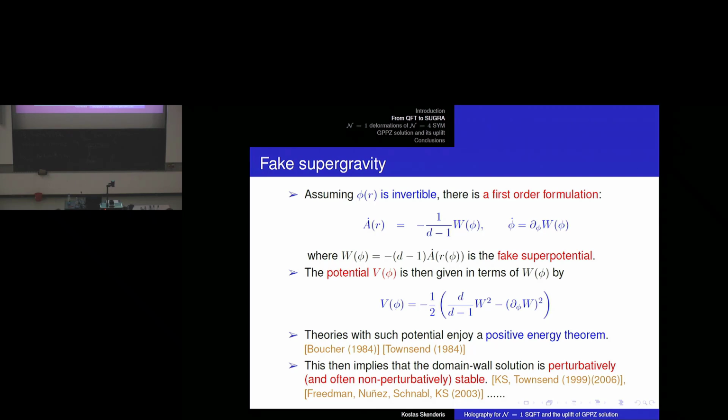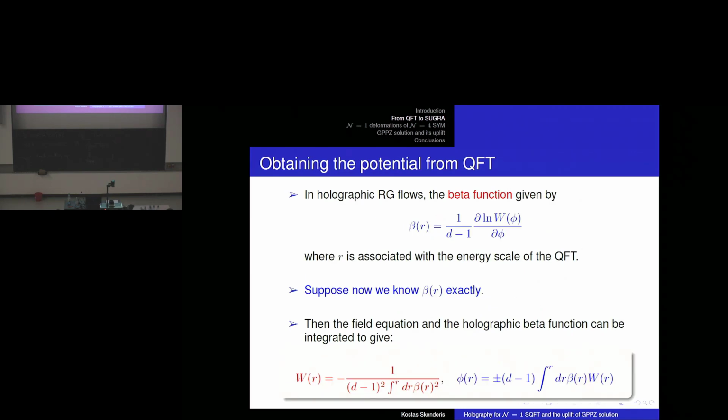Okay, so now we want to study these domain wall spacetimes because they describe these deformations, and we have this framework of fake supergravity. So one additional piece of data is a so-called holographic beta function, which is given by this formula in terms of the superpotential. So if you know that superpotential, you also know the beta function. Now suppose you know the beta function from quantum field theory arguments.